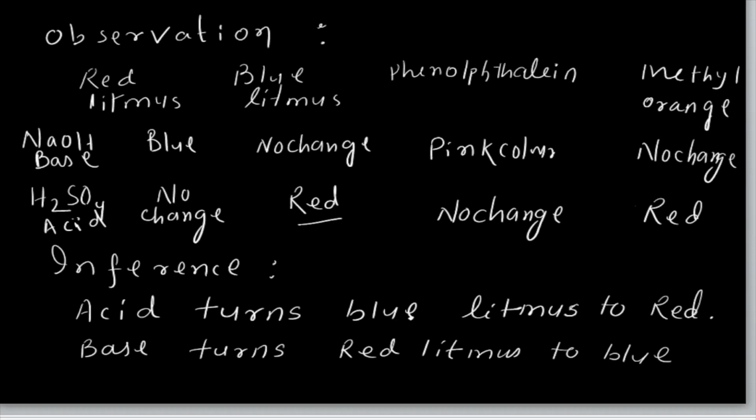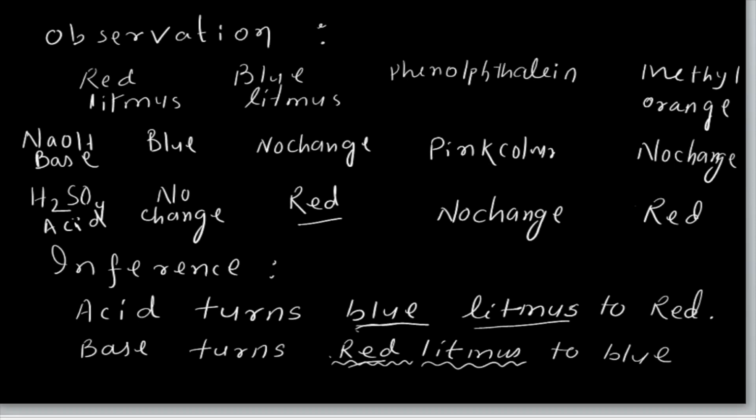Inference: acid turns blue litmus paper to red. That is what the change in acid is. You take blue litmus paper and it changes to red. Similarly, base turns red litmus paper to blue. This is a very important point, what the changes in litmus paper are. Are you clear? Acid turns blue litmus to red, base turns red litmus to blue.